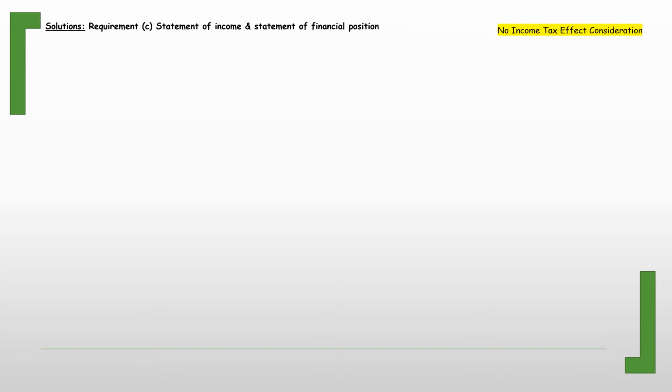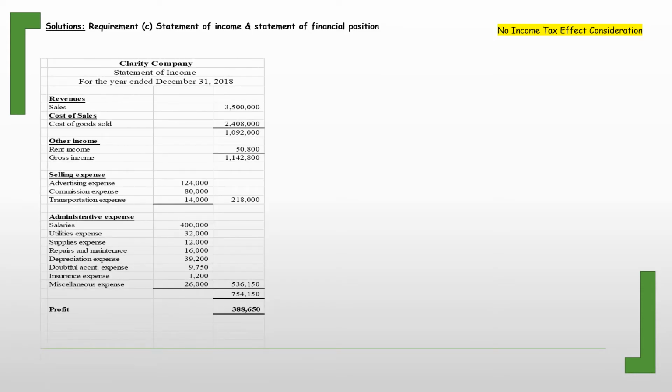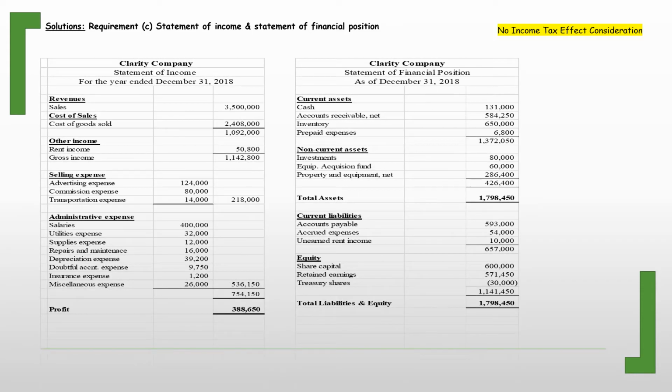For our last requirement, here's the statement of income and statement of financial position. As you can see in the statement of income, the rent income is presented under other income, assuming the company is not primarily engaged in a leasing business. And for our operating expenses, we have selling and administrative. For our statement of financial position, the accounts receivable is presented net of allowance for doubtful accounts.